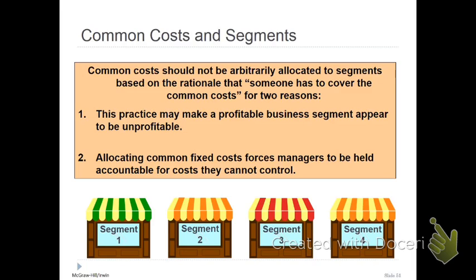You have to be very careful. Especially with common costs, one has to realize that somebody has to cover the common costs. And we don't want to allocate those costs because we may make a profitable business segment appear to be unprofitable. And by allocating those fixed costs, we can have managers accountable for costs they can't control.